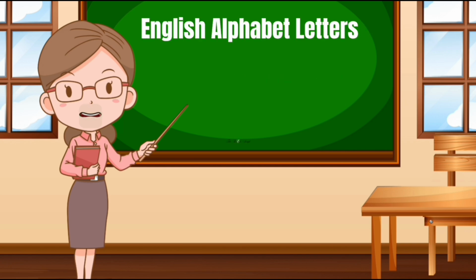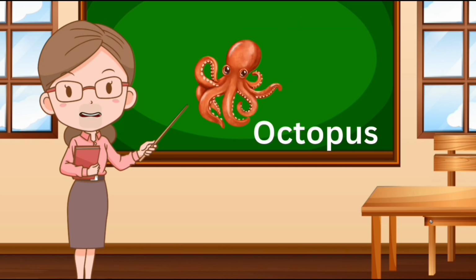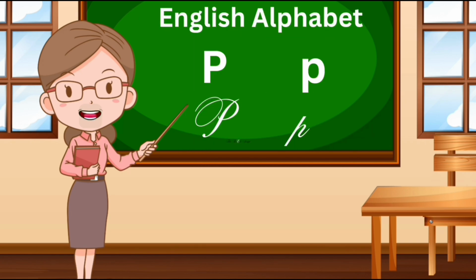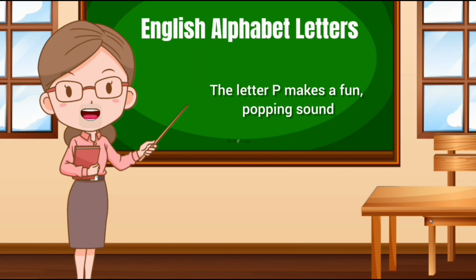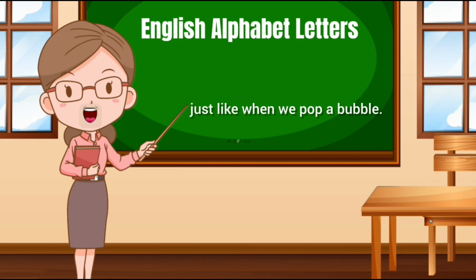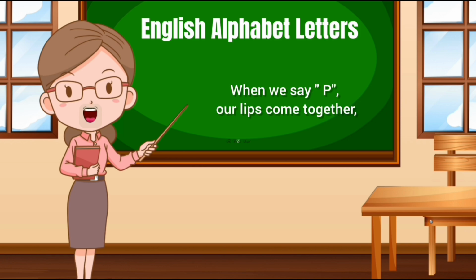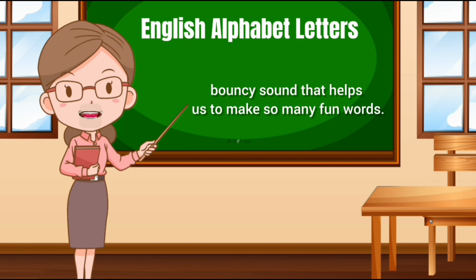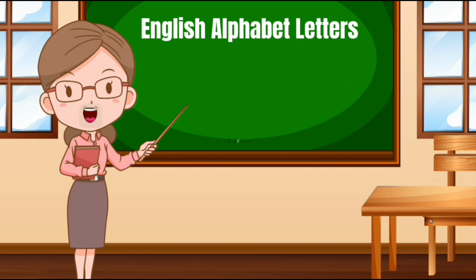Say O for octopus. For octopus. Perfect. This is the alphabet letter P. The letter P makes a fun, popping sound. It's like a little puff of air, just like when we pop a bubble. When we say P, our lips come together, and then they open up with a soft pop. Children, it's a happy, bouncy sound that helps us to make so many fun words.